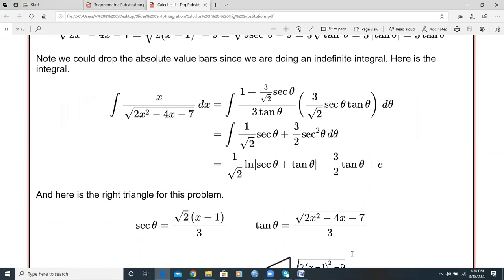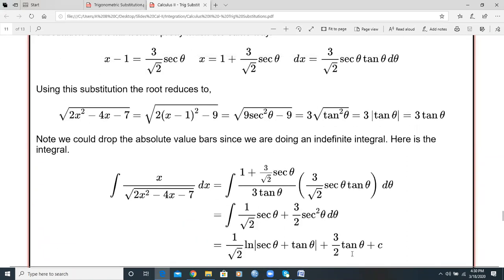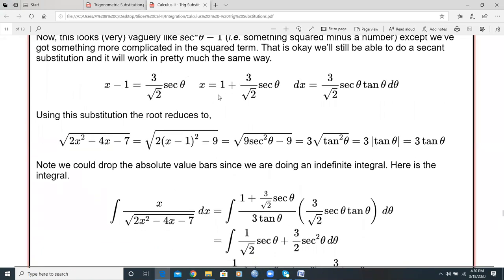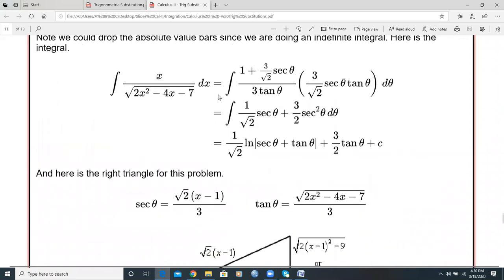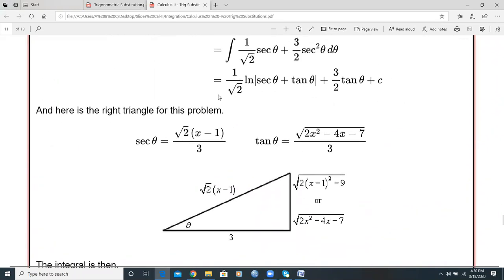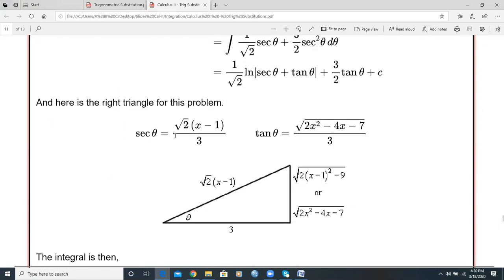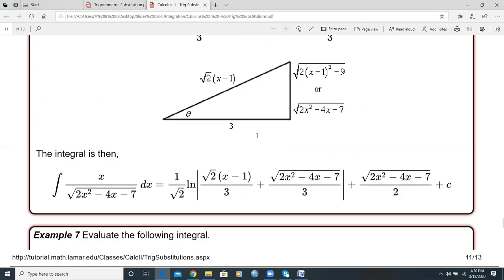Finally, we will replace. So we have started from this. We made the substitution x minus 1 is equal to this thing. Now we will apply the backward substitution. We will replace sec theta and tangent theta in terms of x. I mean, sec theta is equal to square root 2x minus 1 over 3, and tangent theta is this value. So finally we get the answer.